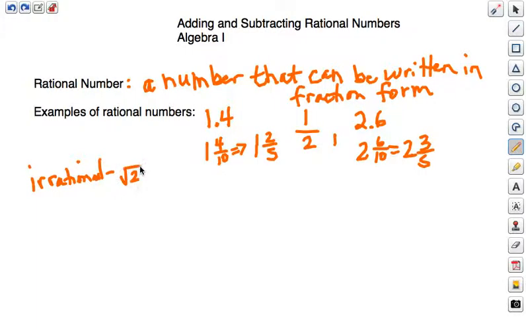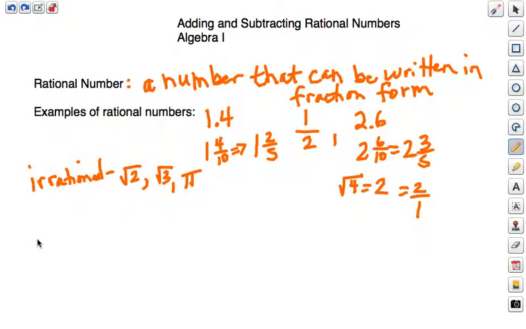If you evaluate that, the decimal continues on and on infinitely. The square root of 3, that's another irrational number. But the square root of 4 is a rational number because we can take the square root of 4 and get 2, and 2 can be written as a fraction, 2 over 1. So here's a couple of examples of irrational numbers. Pi would be another example. That decimal continues on and on infinitely, and consequently we're not able to write it in fraction form.